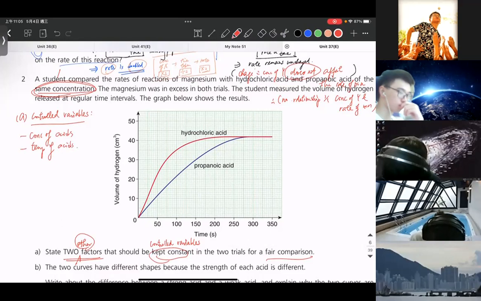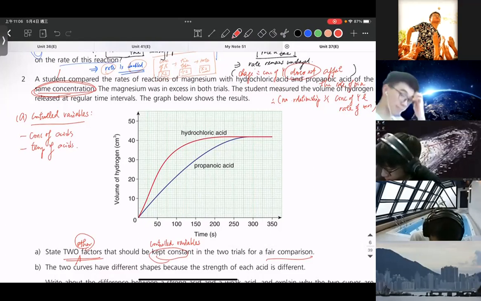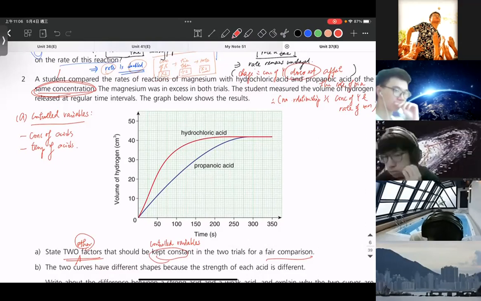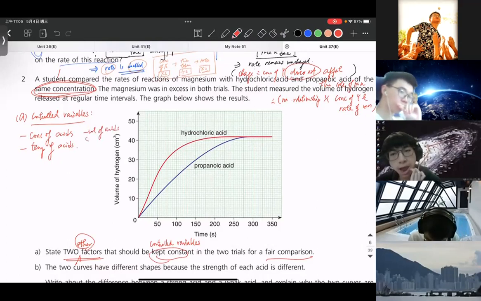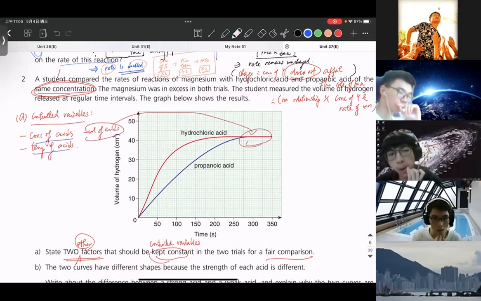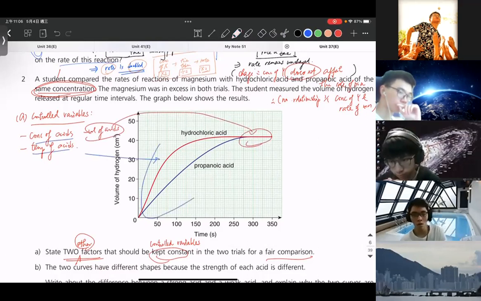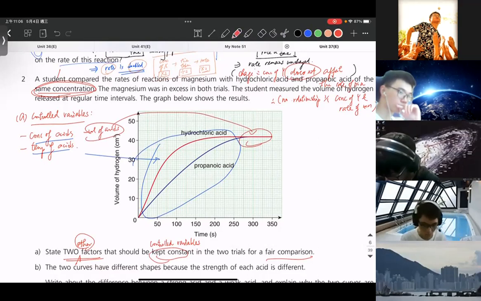What else? Can I have some other students help? I check your list. See the one here. The volume. Volume of what? Of the acid. Volume of acid. Now, volume of acid is used to tackle this part, okay? But for the concentration of acid and temperature of acid, you are going to mention something about this part, okay? What else? Can you think of one more?